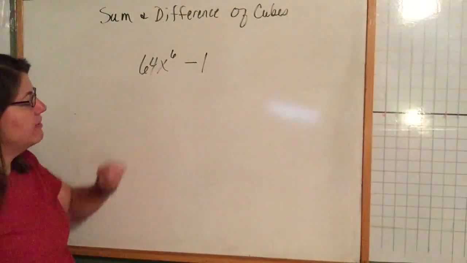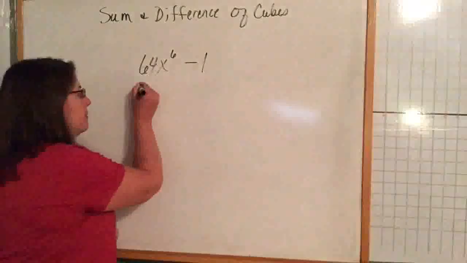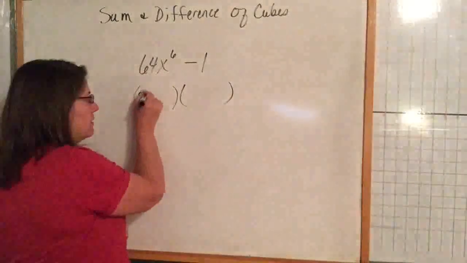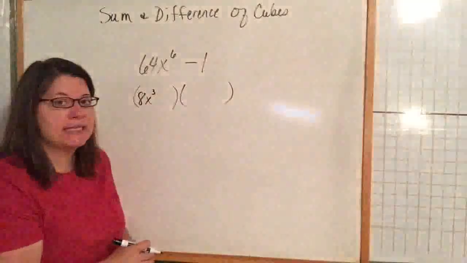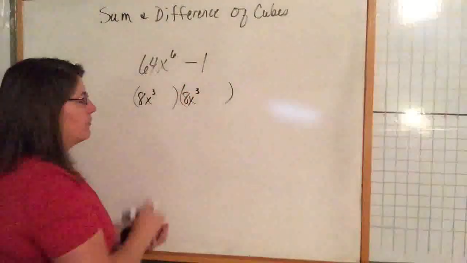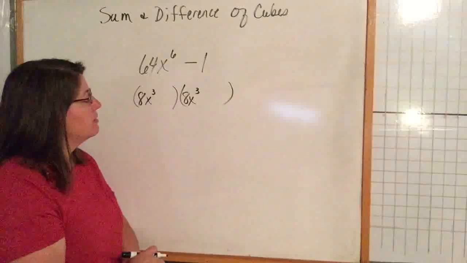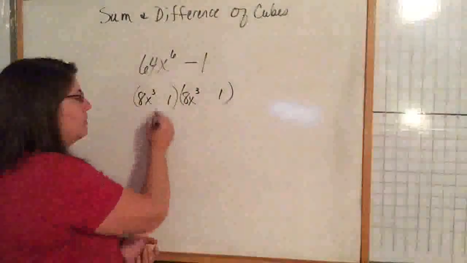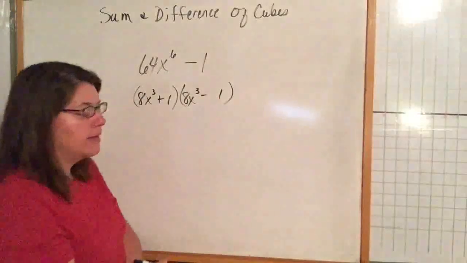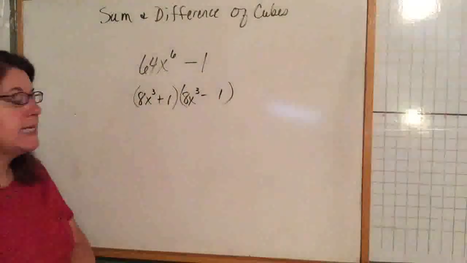So if I do this one as a difference of squares problem, the square root of 64 is 8. The square root of x to the 6th is x cubed. Remember, you're dividing the 6 by 2. That goes in the front of each of the sets of parentheses. The square root of 1 is 1. Then my signs would be a plus and a minus. That's how we factor difference of squares every time.